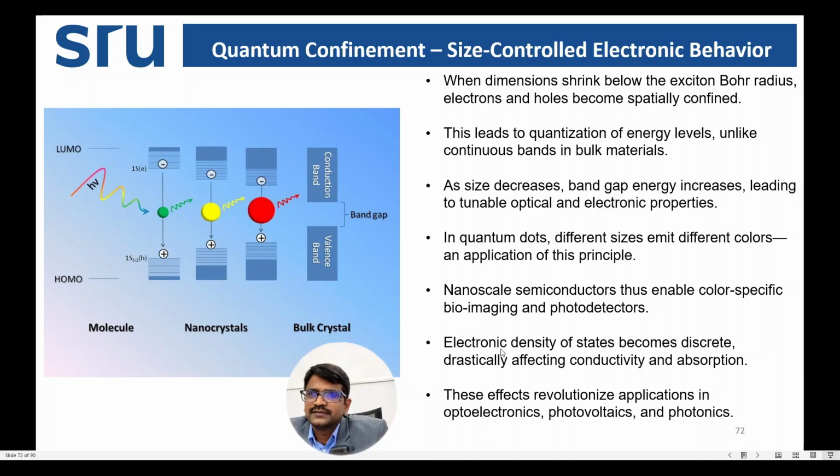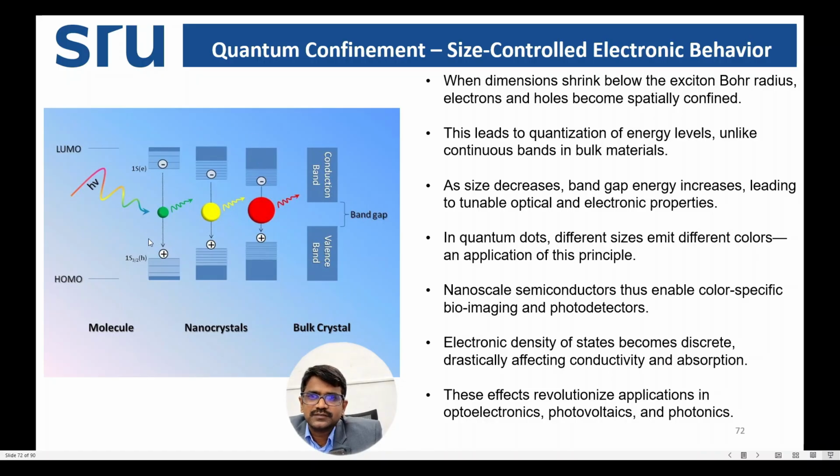Then the electronic density of states, DOS, becomes discrete, drastically affecting conductivity and absorption. Because of the change in the band gap, it directly affects absorption, emission, and also conductivity. Because of these properties we can tune optical and electrical properties. These effects revolutionize applications in optoelectronics, photovoltaics and photonics.